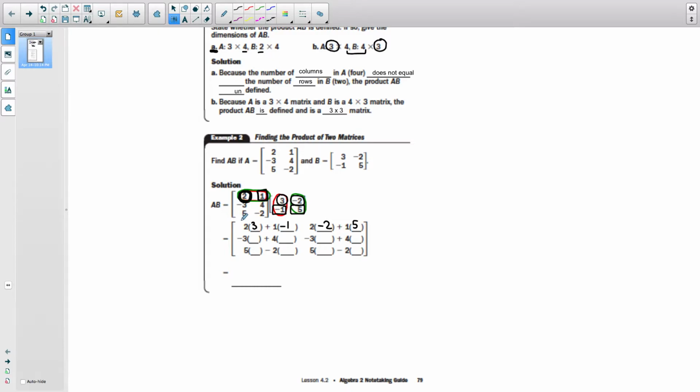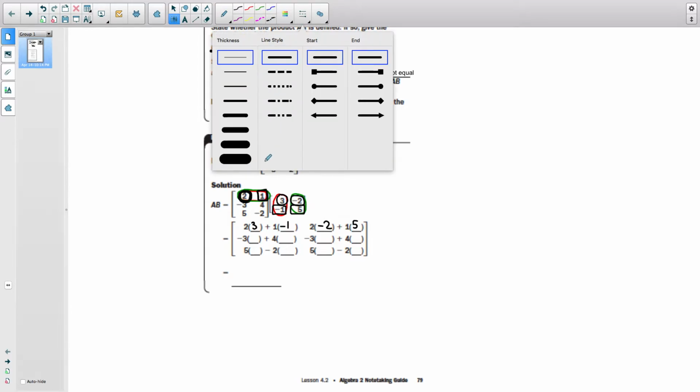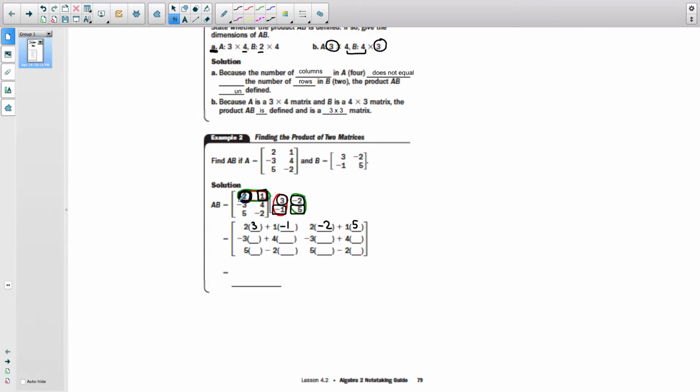All right, so now we move on to the next row. I'm going to pick a different color here. All right, so second row, which is negative 3, 4. All right, now I'm going to multiply this row by each column. So start with the first column, of course.